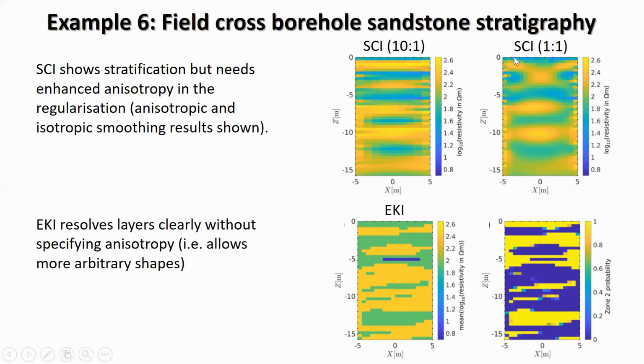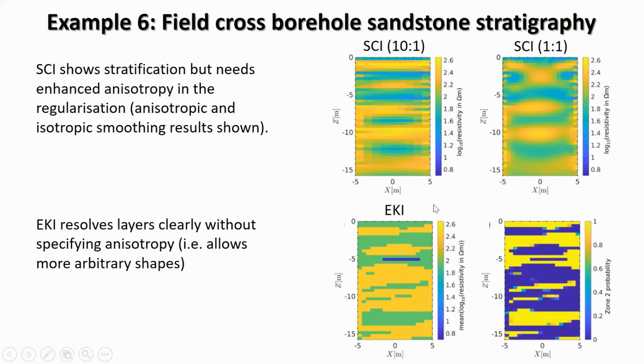When we run an inversion, in the top right here with the smoothest constrained inversion, this is with a normal isotropic smoothing, then we get some kind of evidence of some layering within there. So we've got two boreholes down to about 16 meters, 10 meters apart. If we force the smoothing, our regularization, to be horizontally enhanced by a factor of 10 to 1, then we really bring out that layering, but we've kind of forced that without any real justification.